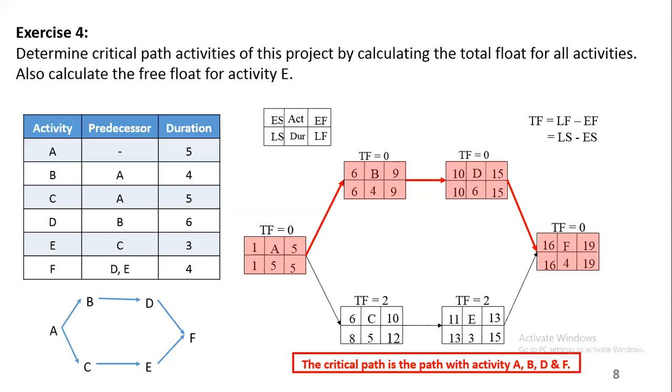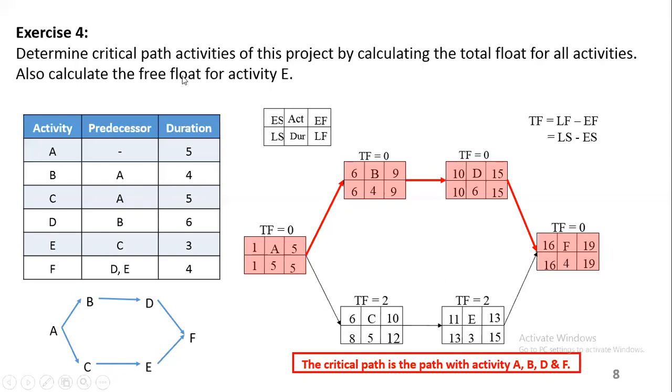If the total float is 0, what does it mean? It means you cannot delay it without affecting the project completion date.